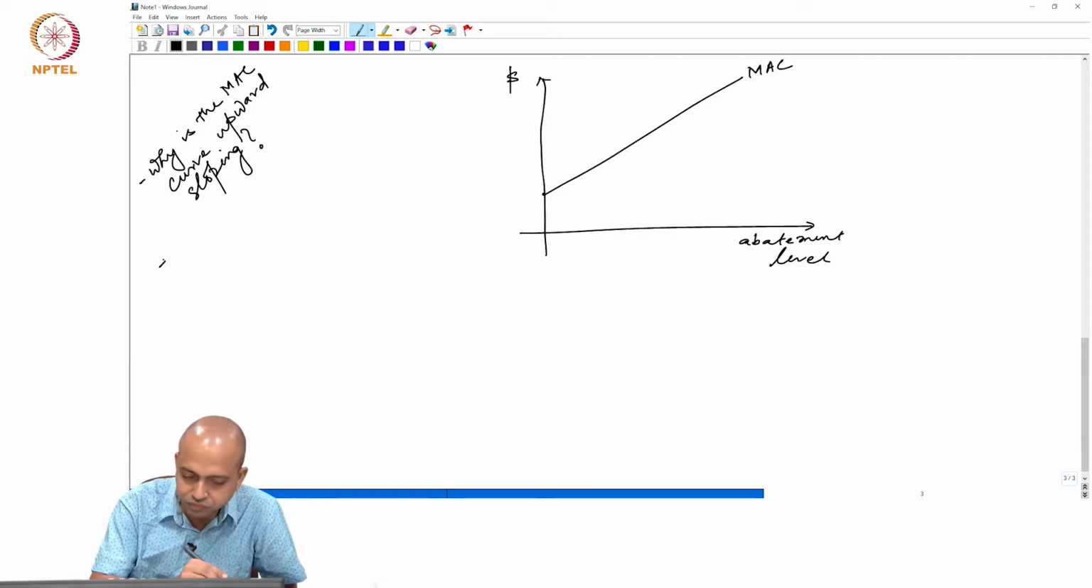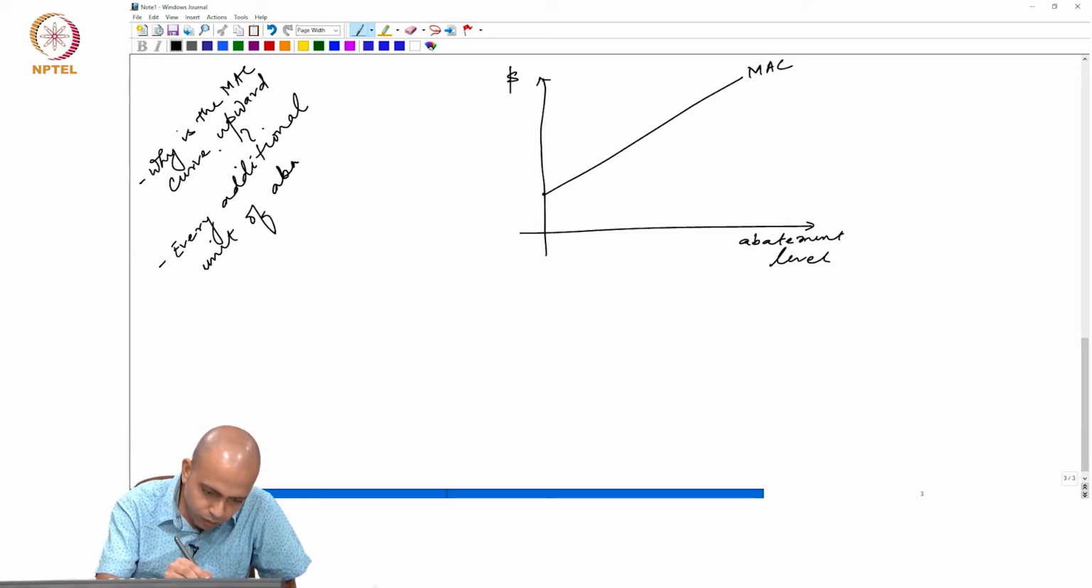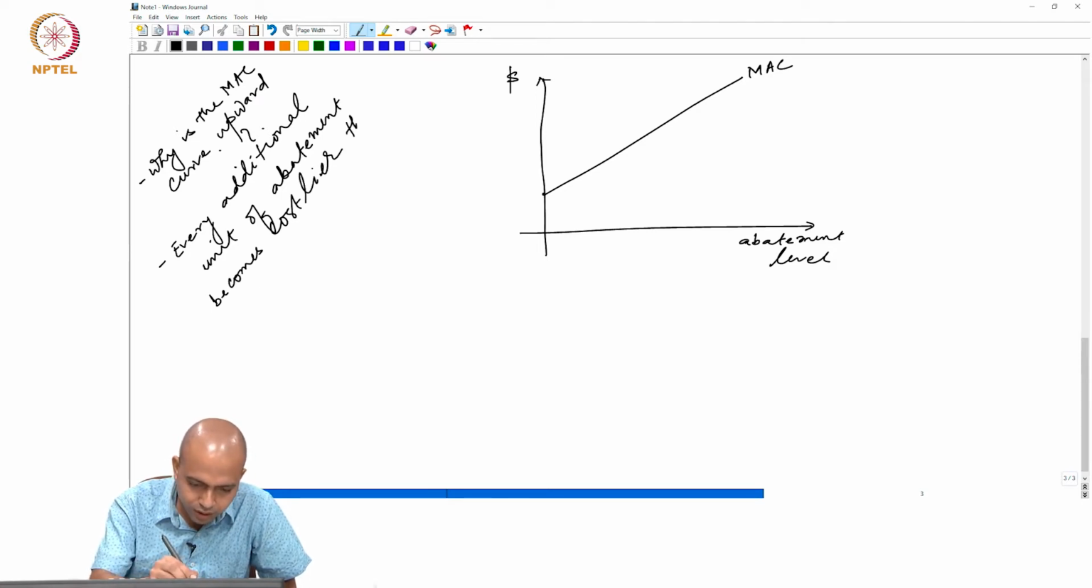The answer is: every additional unit of abatement becomes costlier than the previous unit. That is the logic.